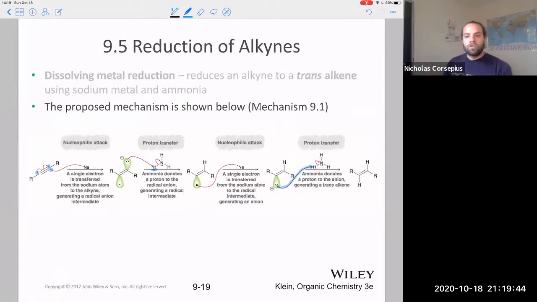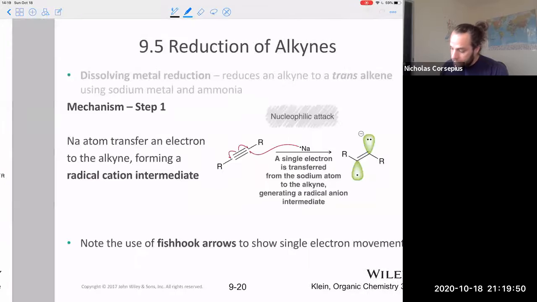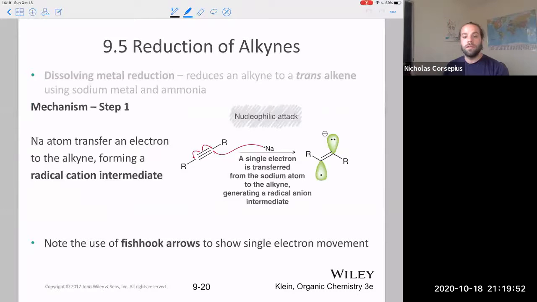Being able to draw this reaction mechanism from memory isn't the most important thing. What I do want you to know is why this produces the trans isomer. And it has to do with that very first step, right? Where we form these two electron clouds, one with a pair and one with a single electron. We call this a radical.